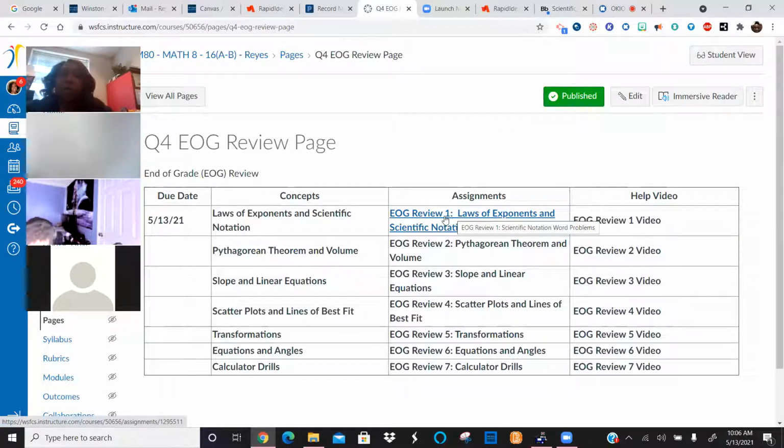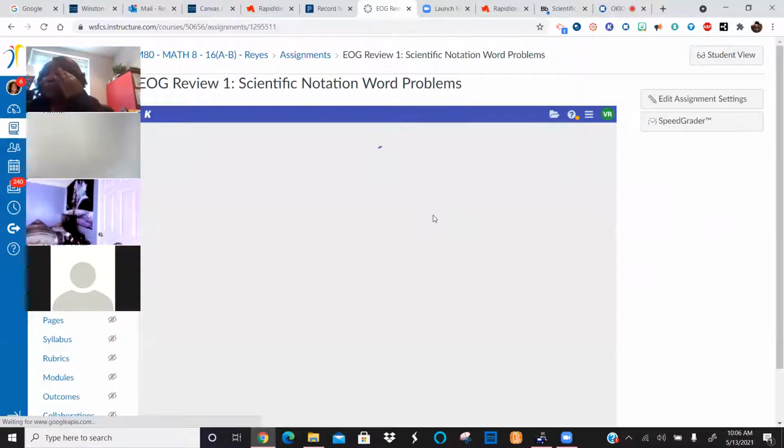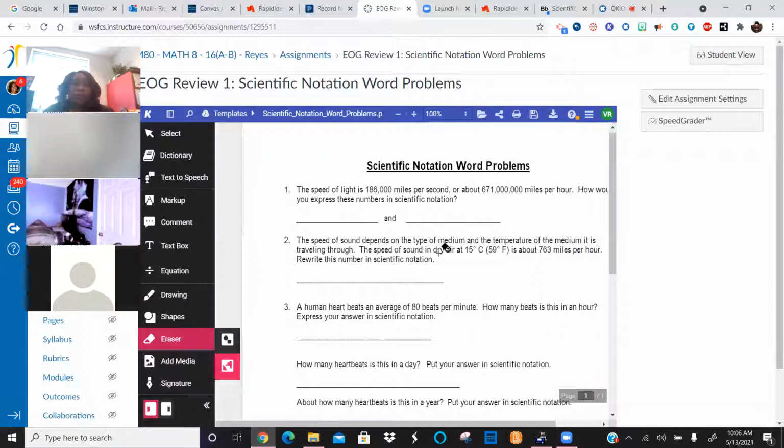Don't forget that you are going to take pictures, okay? You are going to take pictures of this page right here and add it to this document for grade. So click on that, open that up, and now we're going to work on these word problems here. You can use the drawing tool, you can use shapes, there's the eraser. You already know what to do. We've done this a million times.